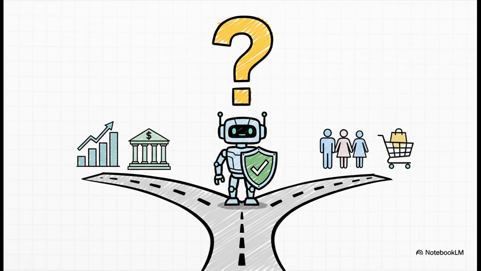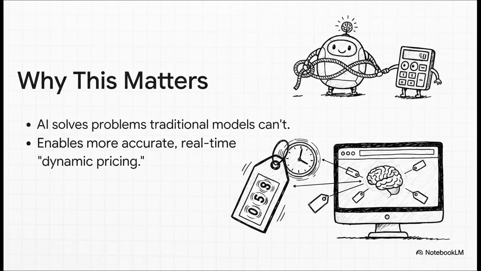What does this actually mean for us as consumers and just as people trying to understand the economy? Well, the big takeaway is this. AI is fundamentally changing how major economic decisions are made. It's what makes dynamic pricing possible, where prices can change minute to minute based on what's happening. The prices we pay are no longer just set by a person with a spreadsheet. They're the output of these incredibly complex machine learning models that are constantly learning and adapting in real time.